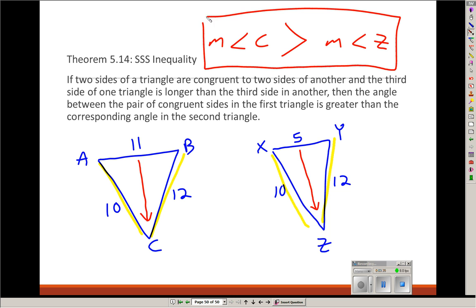So with each of these theorems, you have to have two pairs of congruent sides. Then what else do you know? If you know the third side, then the bigger third side is across from the bigger included angle. Or if instead you know the included angle, then the bigger included angle is across from the bigger third side.